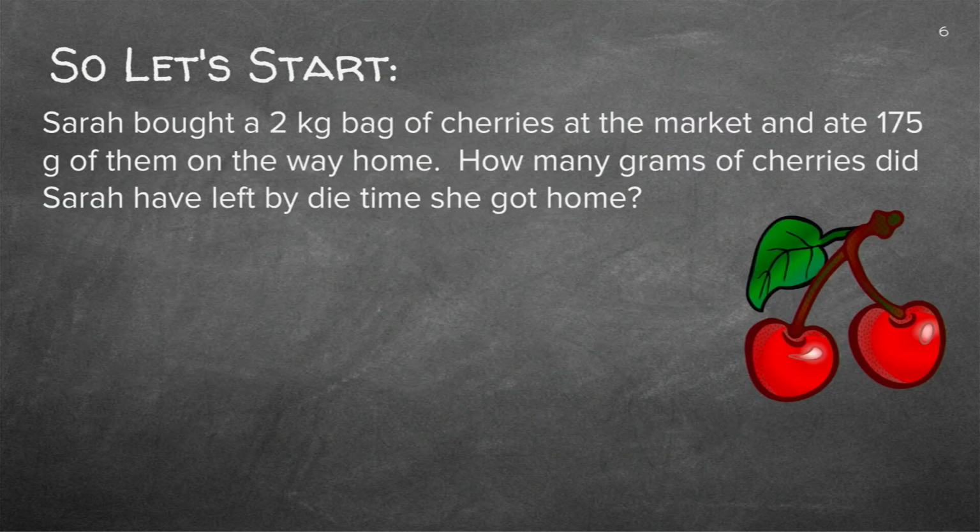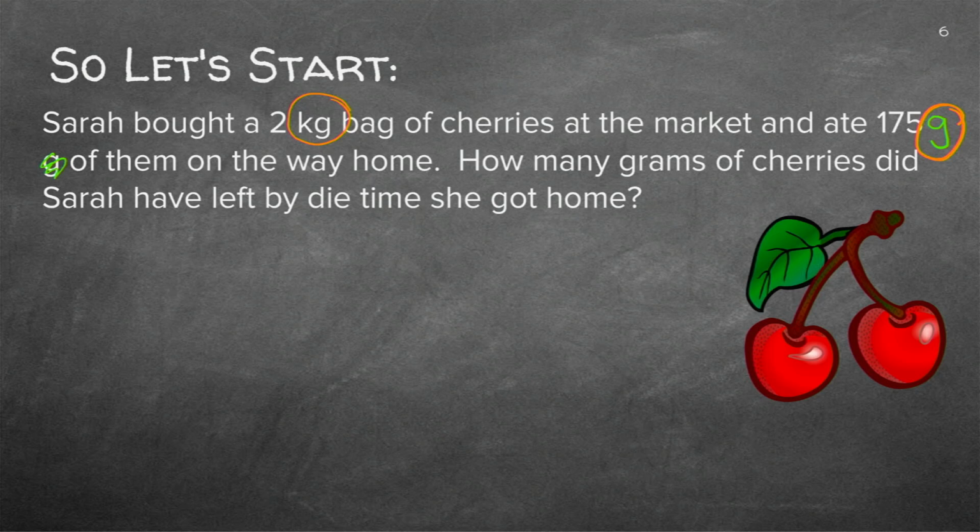Okay. Sarah bought a 2-kilogram bag of cherries at the market and 875 grams. Let me just put the gram there. We can take it out here. It reads easier for you. Sarah bought a 2-kilogram. Who knows what's the problem here? There's another problem. Yes, your units aren't the same. Here I've got kilogram, and here we're talking about gram.